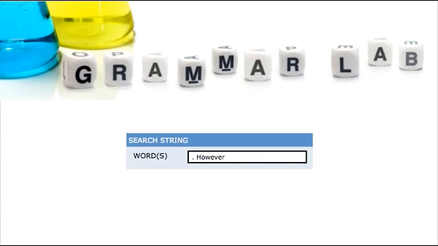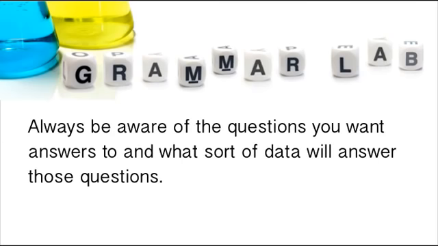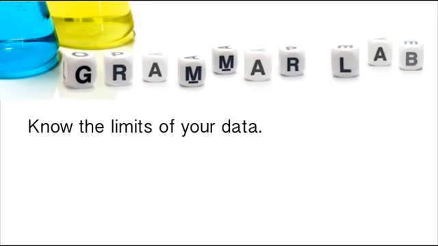If you're using punctuation in a search, for example, to search for a word or phrase at the beginning of a sentence, set off the punctuation mark with a space. Finally, always be aware of the questions you want answers to and what sort of data will answer those questions. Try different searches, play around. If the interface gets messed up, just hit the reset button, and always be aware of and be able to articulate the limits of the data you generate.